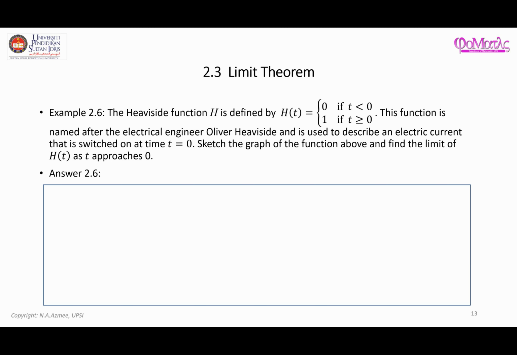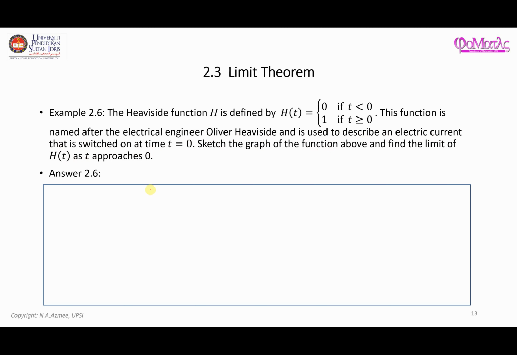In this video, I'm going to start off with a simple example which I think is going to motivate our next discussion. We start off with the Heaviside function h, which is defined by this. This function is named after the electrical engineer Oliver Heaviside and is used to describe an electric current that is switched on at time t equals 0. First, you are asked to sketch the graph of the function above and then find the limit of this function as t approaches 0.